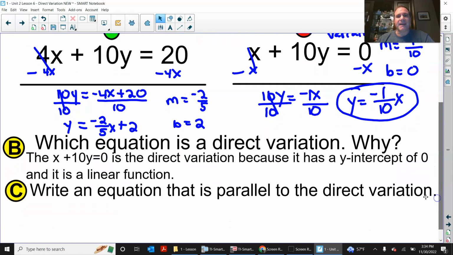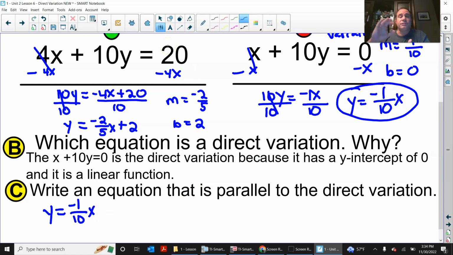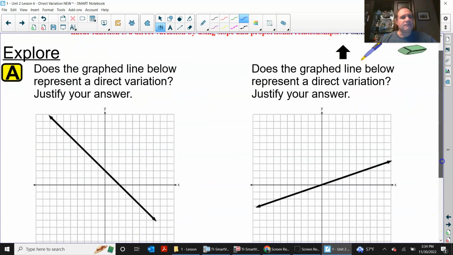Write an equation that is parallel to the direct variation. So I am going to put y equals negative 1 over 10x. That is the direct variation. To write something parallel, it has to have the same slope with a different y-intercept. So y equals negative 1 over 10x, same slope, different y-intercept. It doesn't matter what the y-intercept is. It cannot be 0. It has to be some other number. So these are parallel, same slope, different y-intercept. So these are very, very easy.